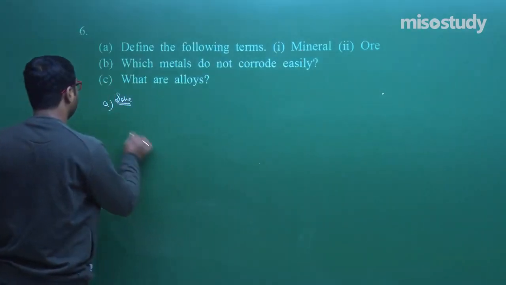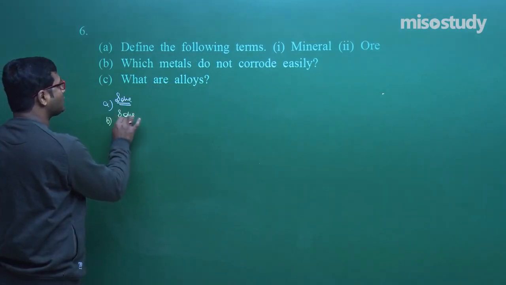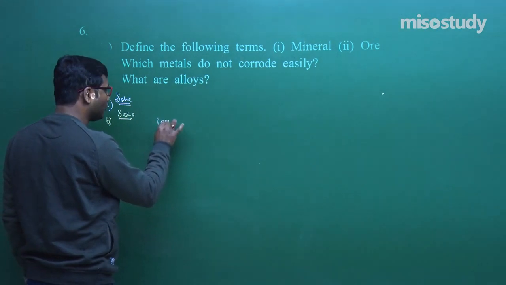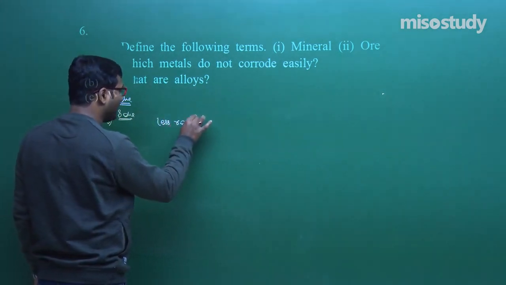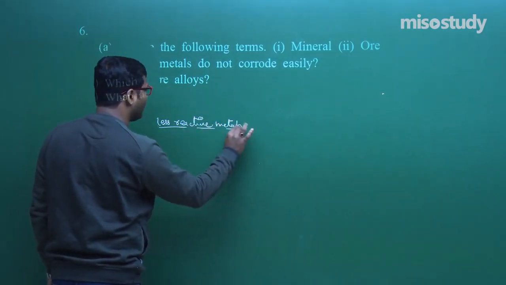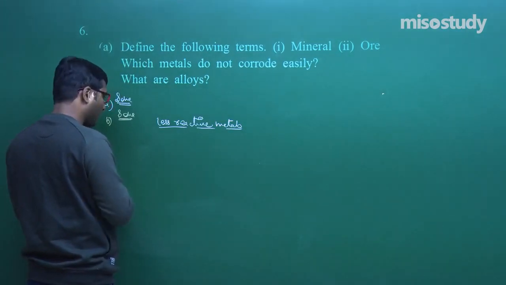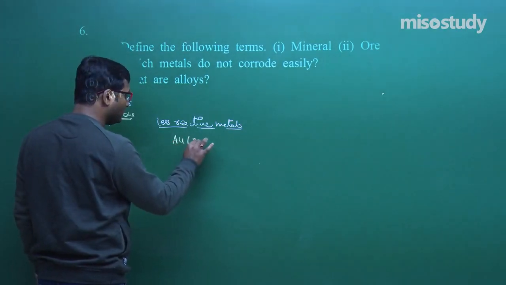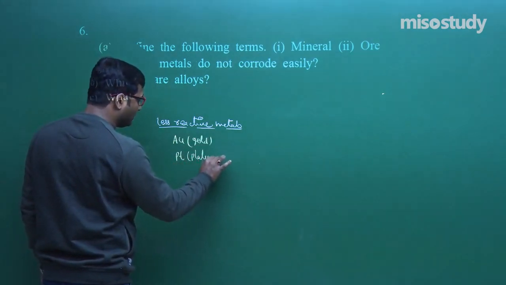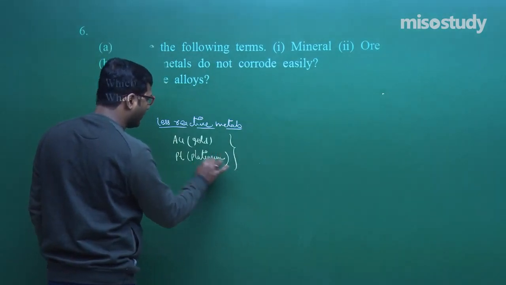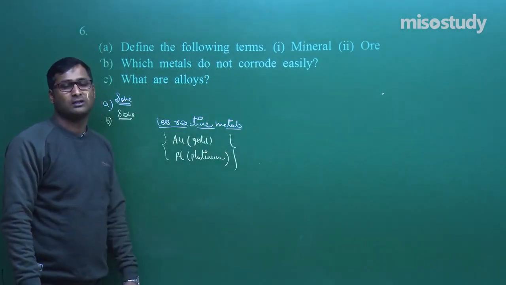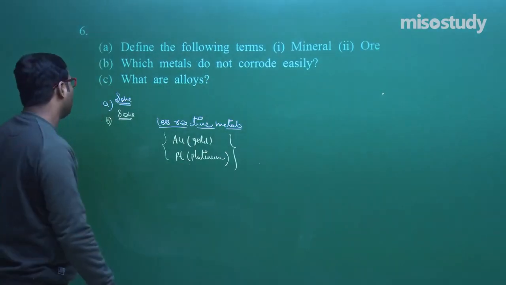Yes sir, definitely. Now what is the B part? Which metal does not corrode easily? As we know, noble metals, not noble gas, noble metals, very less reactive metals, they do not corrode easily. We know Au, that is gold, platinum, these do not corrode easily because they are very less reactive. Due to this reason, they are used for jewelry making. Clear? Yes.